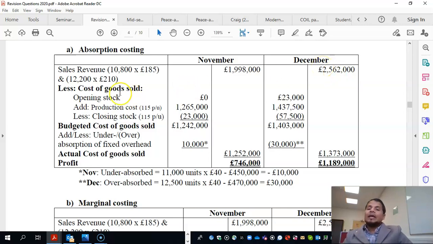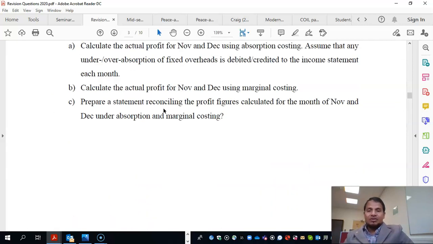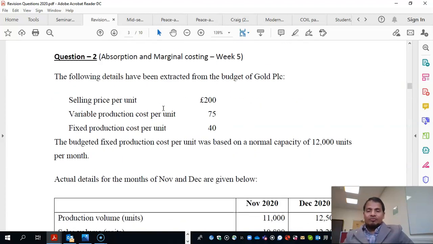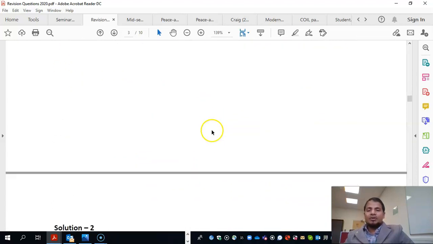It's very simple. And then we have to calculate cost of goods sold. As there is no beginning inventory in November, it should be 0. Okay, and cost of production. In case of absorption costing, we have to consider all the cost, fixed cost and variable cost of the product. So fixed production cost and variable production cost, if you add these two together, 115 is the cost per unit.